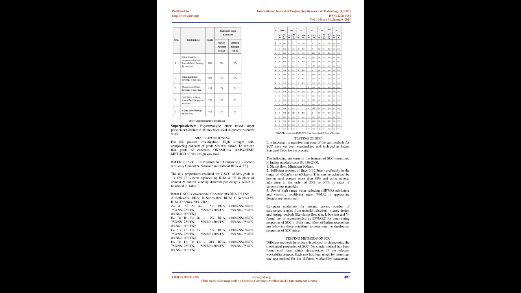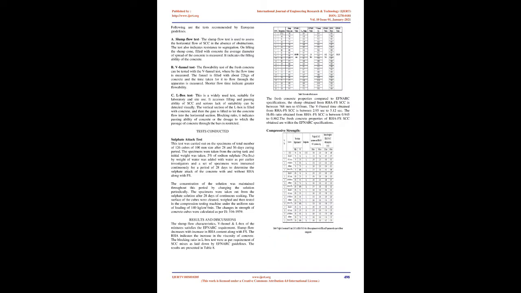European guidelines for testing cover a number of parameters ranging from material selection, mixture design, and testing methods like slump flow test, L-box test and V-funnel test as recommended by EFNARC for determining properties of SCC in fresh state. Most Indian researchers are following these guidelines to determine the rheological properties of SCC mixes. Testing methods of SCC. Different methods have been developed to characterize the rheological properties of SCC. No single method has been found until date which characterizes all the relevant workability aspects. Each mix has been tested by more than one test method for the different workability parameters. Following are the tests recommended by European guidelines.